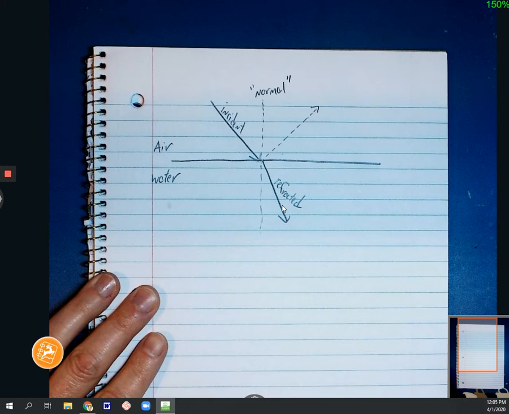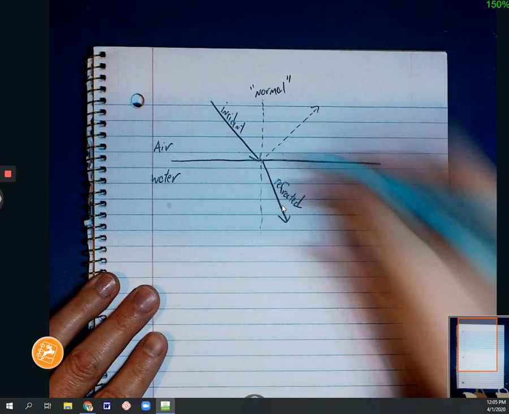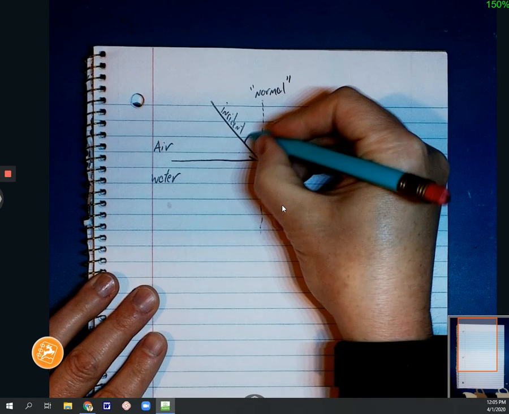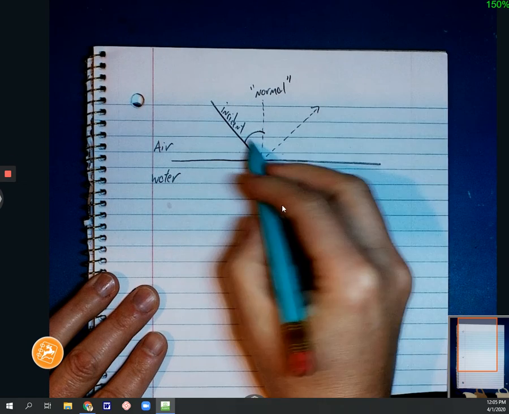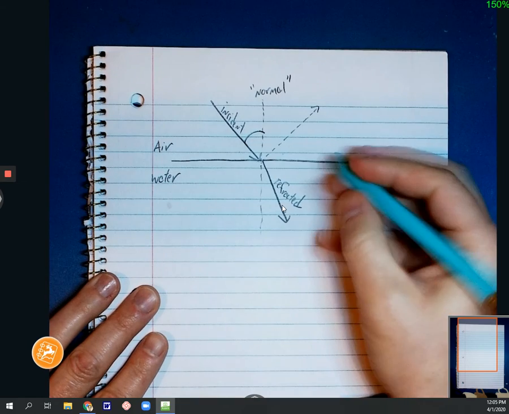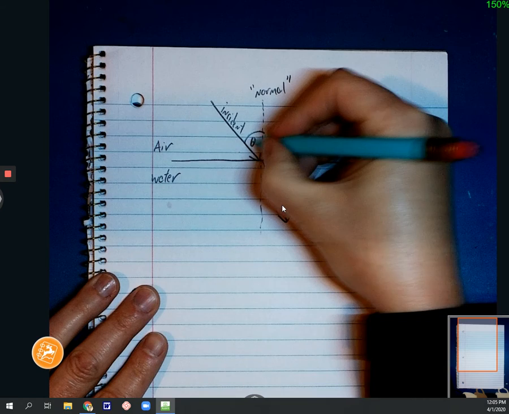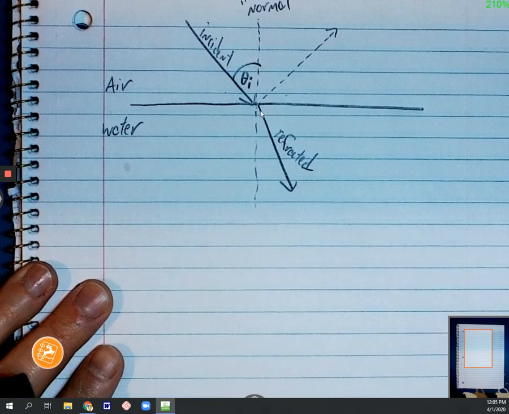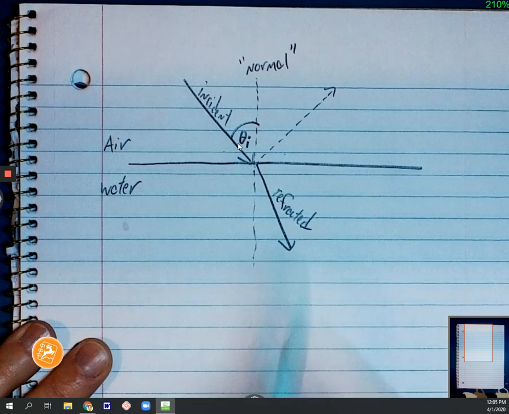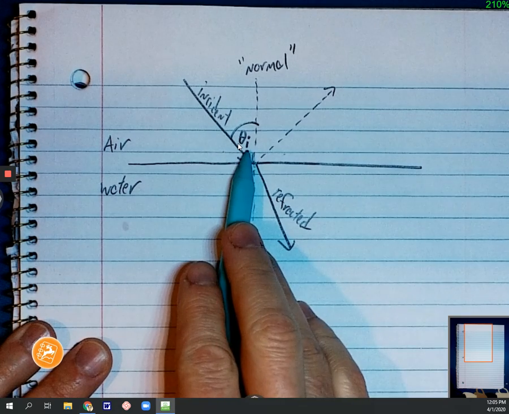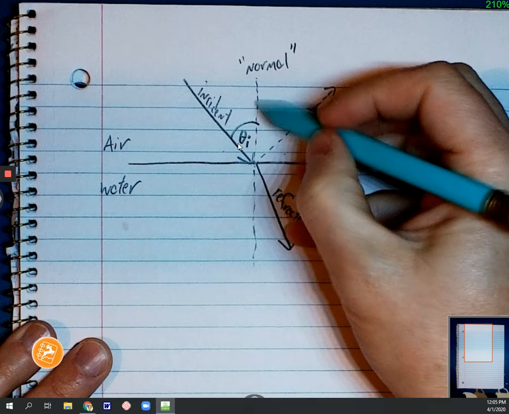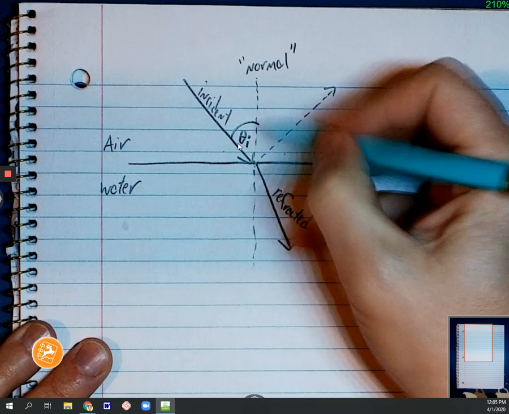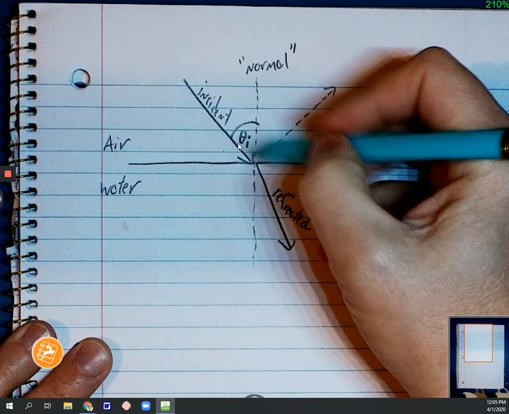And we're curious about two angles here. One angle is this right here, okay? This right here is referred to as theta little i. Theta little i means angle of incidence, and it's measured between the normal and that incoming light ray.